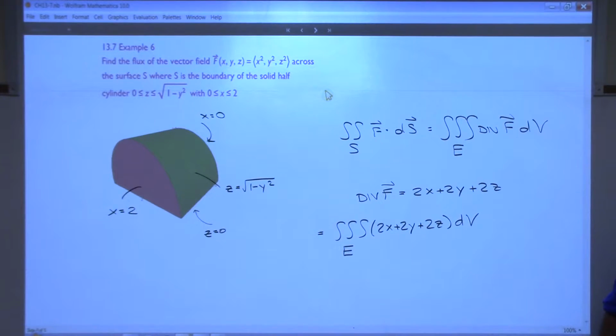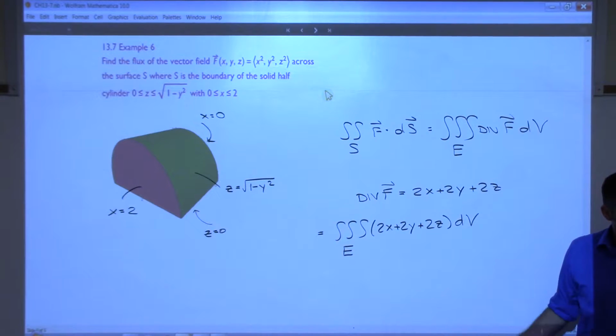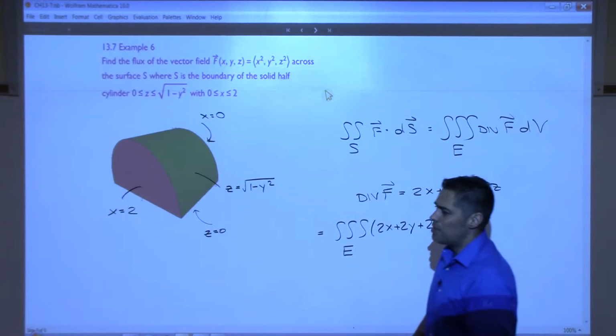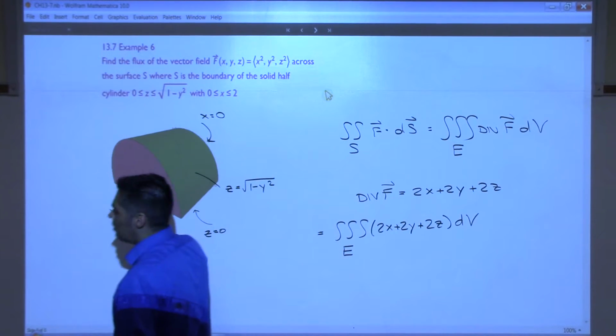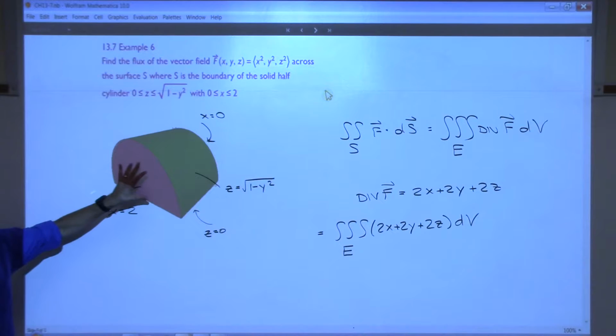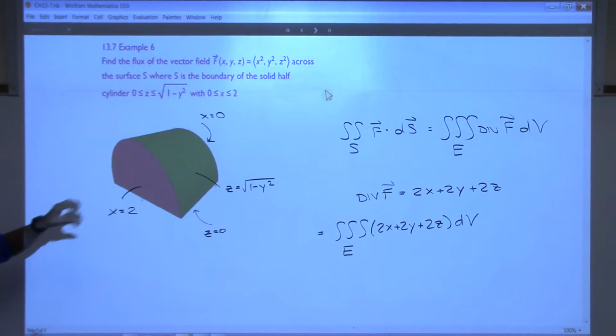And now we're back in chapter 12. It's just a triple integral, right? And you just need to come up with some way of controlling x, y, and z so that you can draw that region for me, that solid. So does anyone have an idea of how you could do that? Go to cylindrical coordinates or polar coordinates, right?